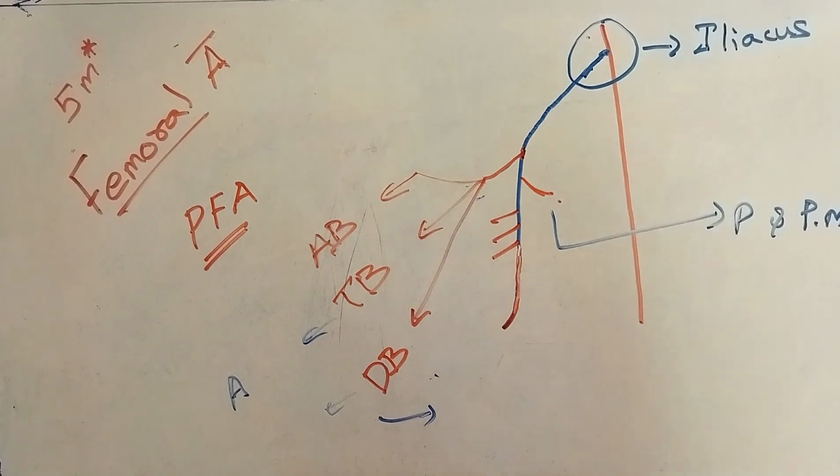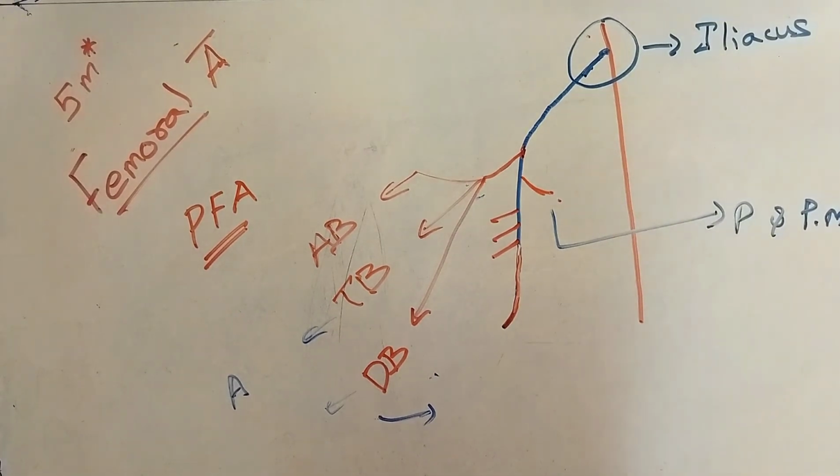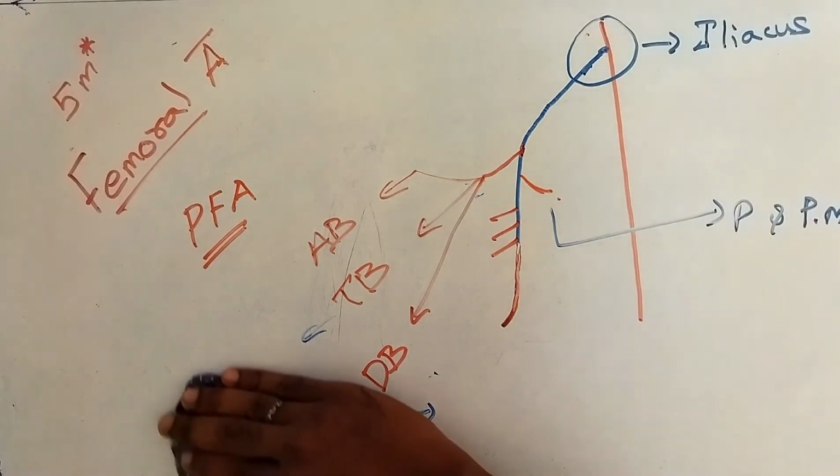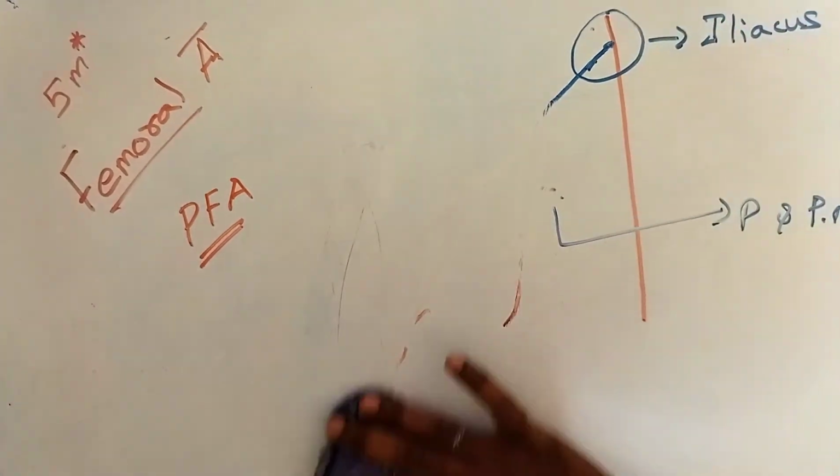Okay, this is all about the profunda femoris artery and the femoral artery. These together are important for 5 marks as well as for 15 marks.